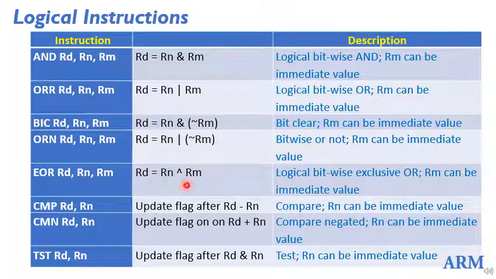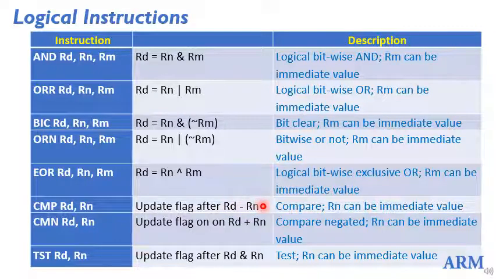The next three instructions actually do not get you any result but only update the flags. These are compare instructions. Okay. So the first form of the compare instruction, the mnemonic is CMP, and it has got only two operands, RD, Rn. So it is going to perform RD minus Rn.